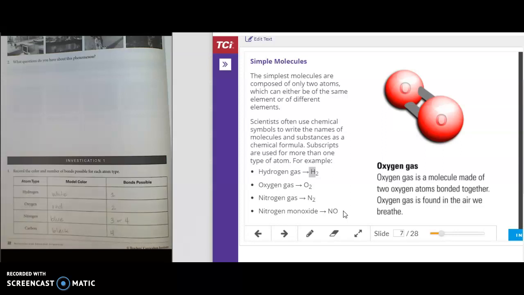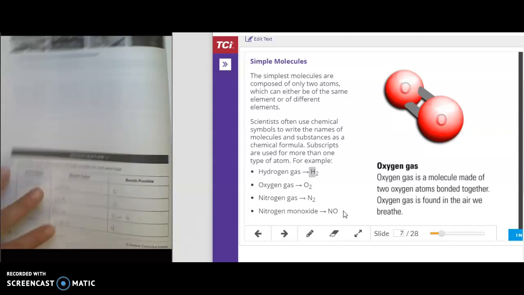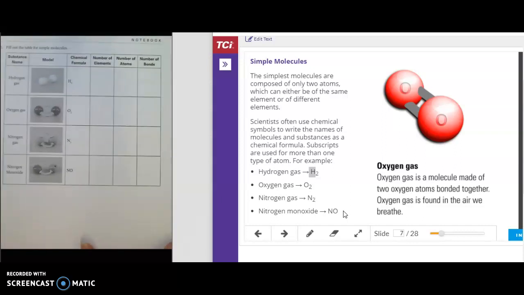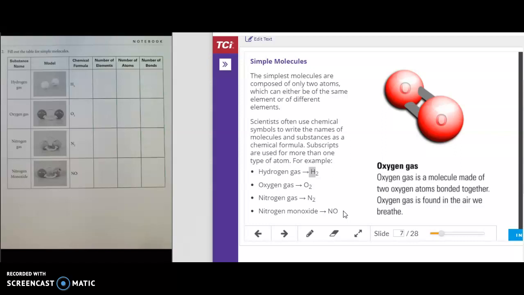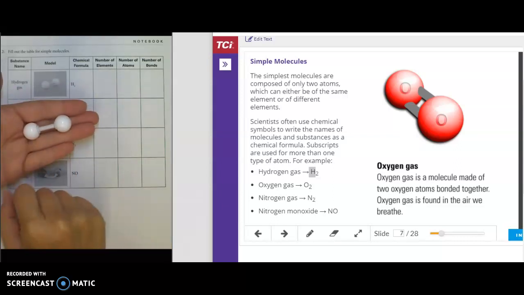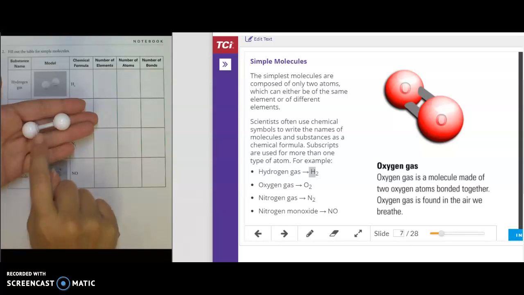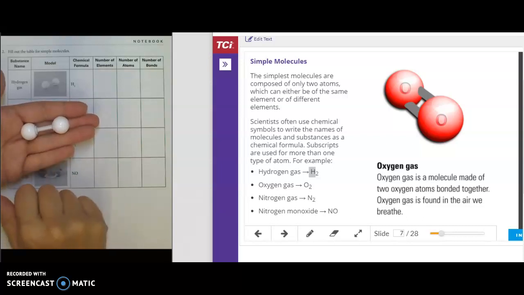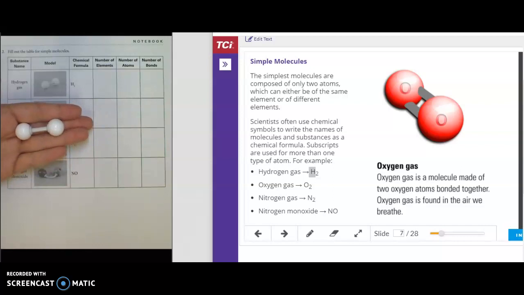All right, so in your notebooks, and now I'm on page 23. We're going to actually be building these molecules with our model set, so you can take a look at them. So find my hydrogen gas. That's the first one up here, okay? And hydrogen is represented by 2 white spheres. And remember, hydrogen can only form one bond, so there's only one stick in the middle connecting them. So this is my model for hydrogen gas.